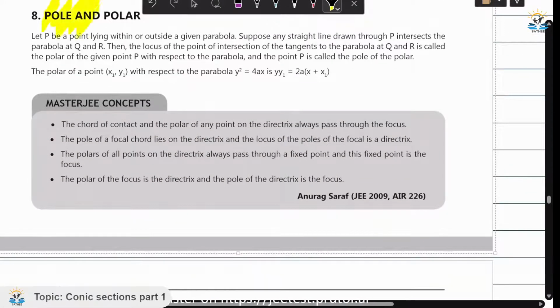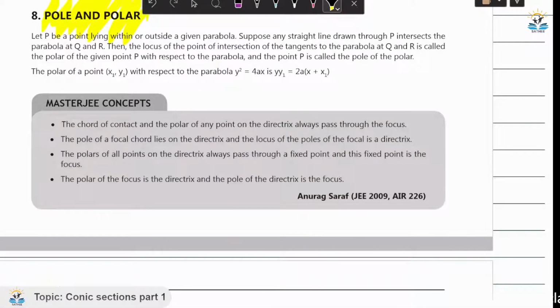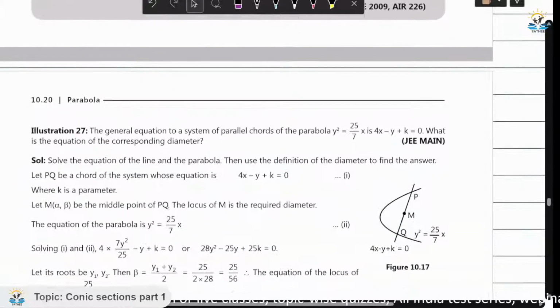What do we mean by pole and polar? So let P be a point lying within or outside the parabola, and any straight line drawn through P intersects the parabola at Q and R. The locus of the point of intersection of the tangents to the parabola. Okay, let's see what they're trying to say.